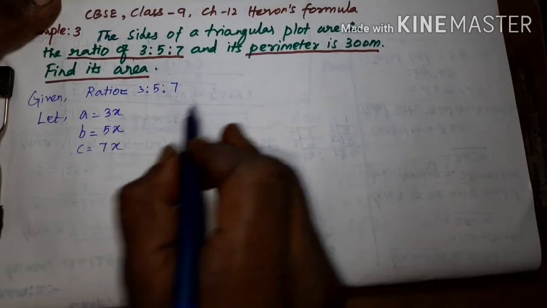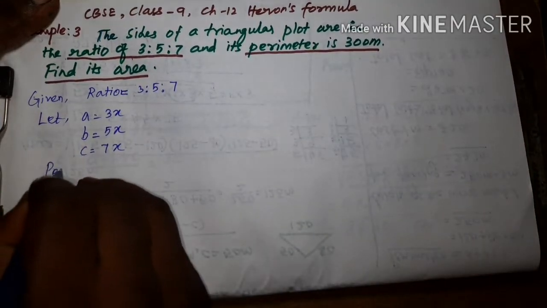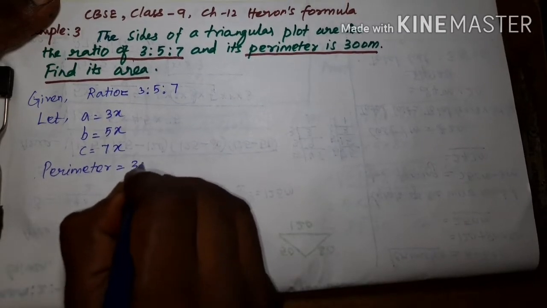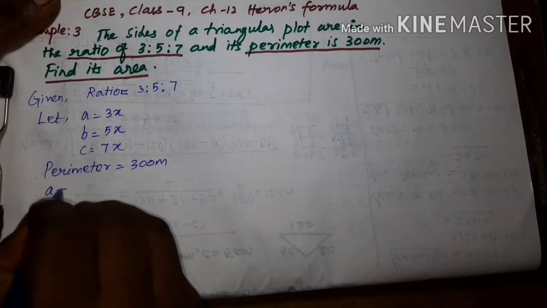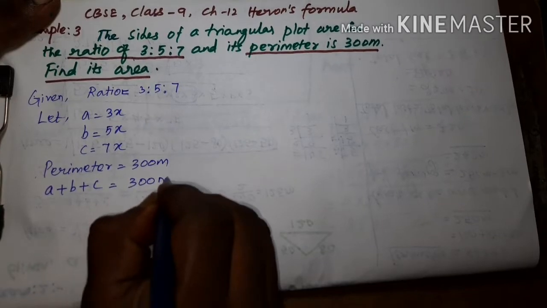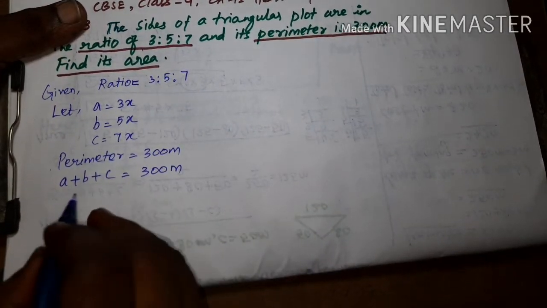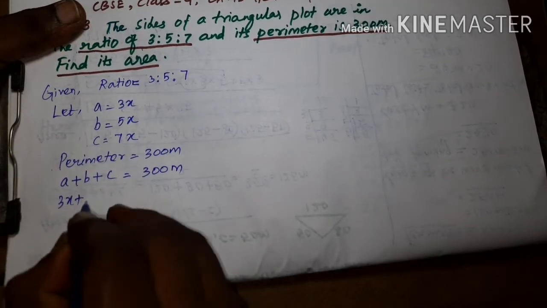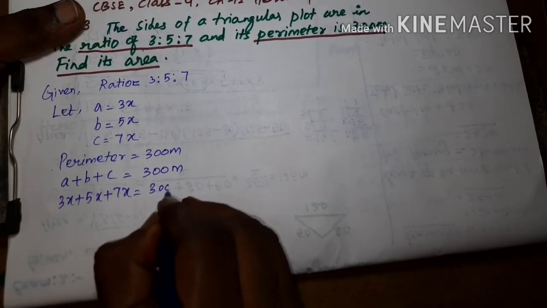So let me see how to find the exact sides values here. What is given is the perimeter, so perimeter is equal to 300 meter, and I know the formula to find the perimeter, the sum of all sides, so a plus b plus c is equal to 300 meter. Next I am going to replace a, b, c: a value is 3x and b value is 5x and c value is 7x, which is equal to 300 meter.